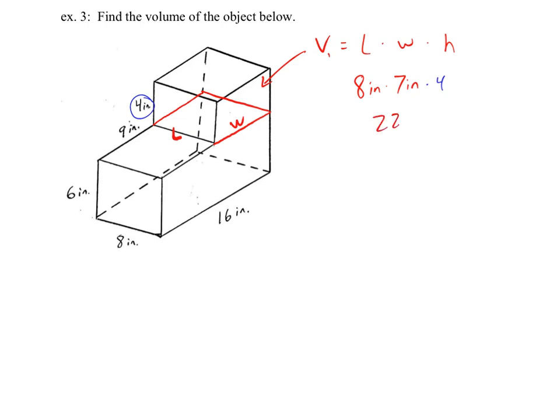So 56 times 4. So 224. I guess I could have put inches there. Units are going to be inches cubed because it's a volume. So that's our first number. Now we could get the volume down here. So could do a V2 for second volume if you want. Doesn't really matter. But it's length times width times height.